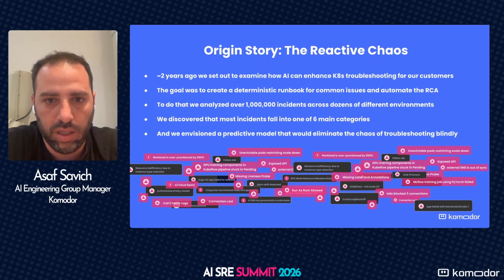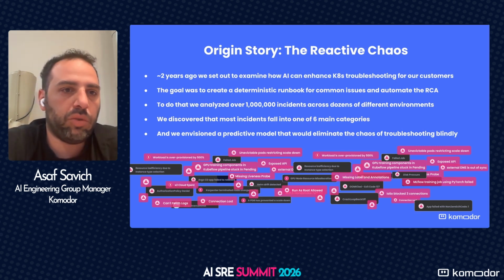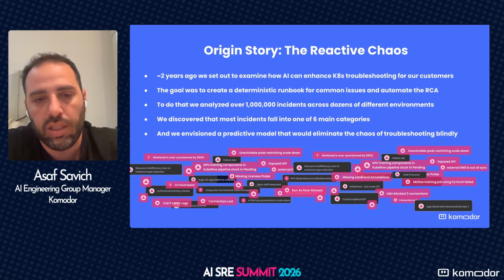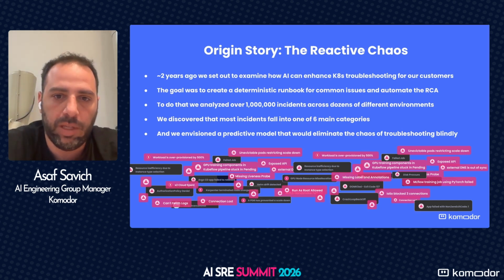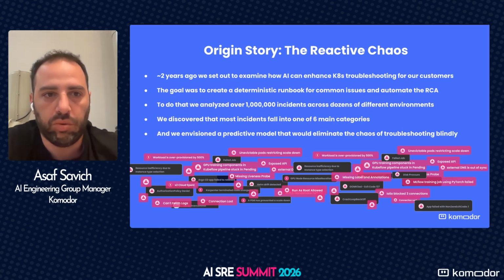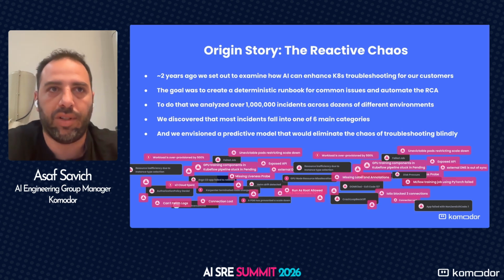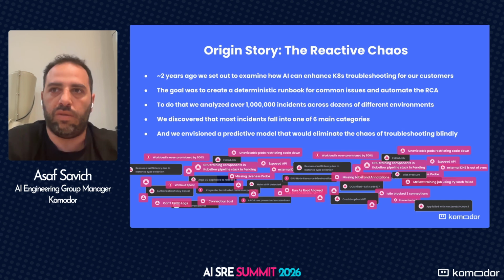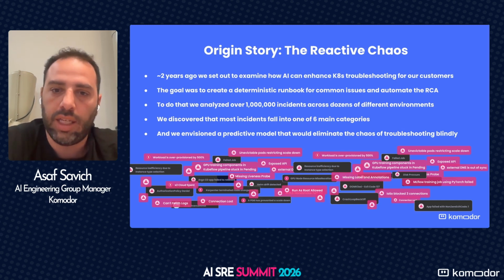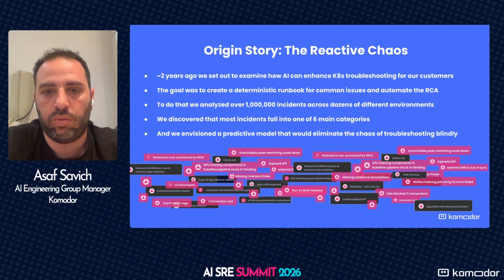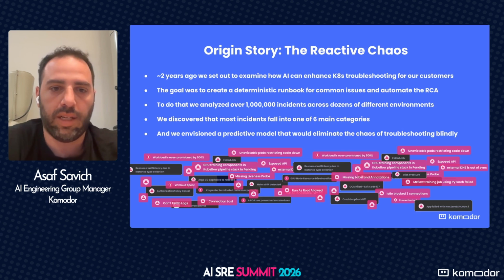So that was the goal. And we wanted to do that in an automated way, meaning that the deterministic runbook would be able to select the path, the decision points in each way, to be able to actively choose which way to go. And at the end of the day, we'll be able to find out what the root cause, the RCA, really is.